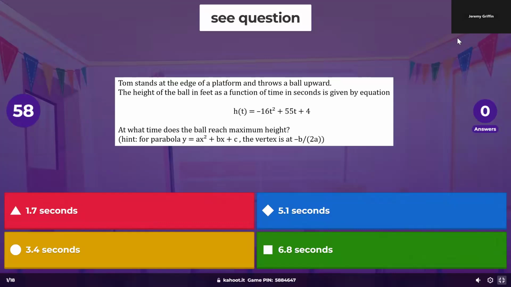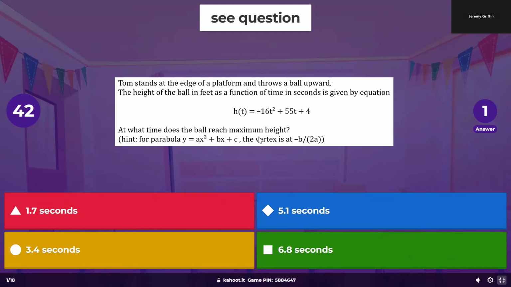Tom stands at the edge of a table and throws a ball upward. The height of the ball is a function of time. Hey, remember how you guys made those flip books the other day? Yeah, and this equation could exactly apply. So what time does the ball reach maximum height?